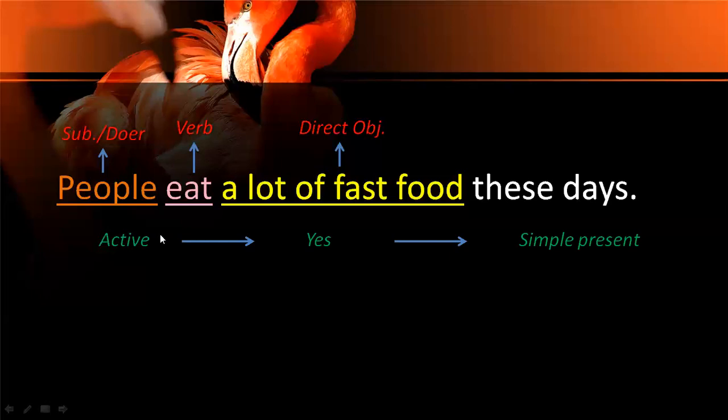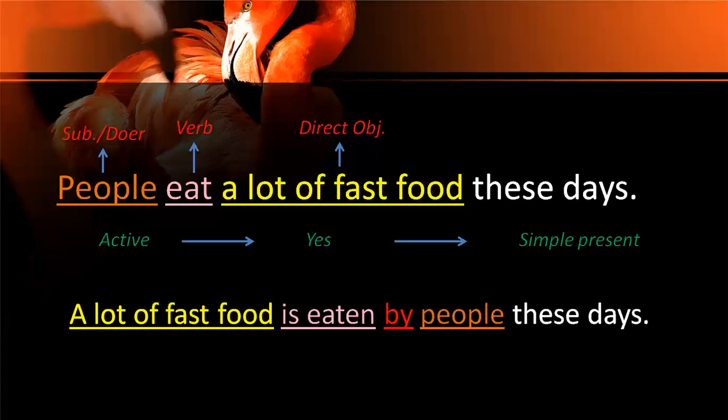We said that in changing sentences from active into passive, we omit the doer. We don't care for the doer anymore. We care more for the object and the action. So the focus is on the direct object, a lot of fast food. This is going to be the new subject of the new sentence. The sentence becomes: a lot of fast food is eaten by people these days.